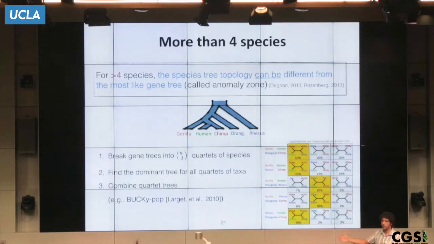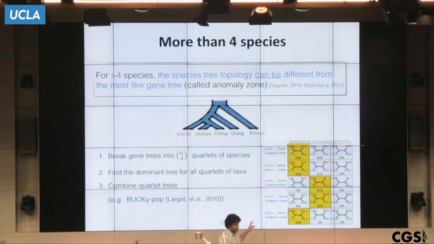For each of those quartets, the previous result is still correct, right? So for each of them, you can just count up the number of times you have seen each of the quartets. Now you have an estimate of what the tree should be for each of those n choose 4 quartets. And then you can combine them. This is an intuition that several methods have used.